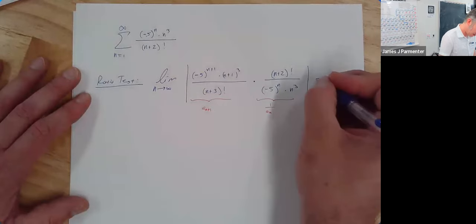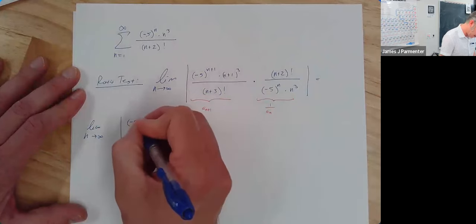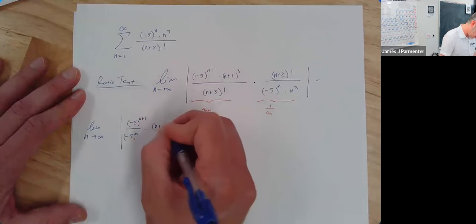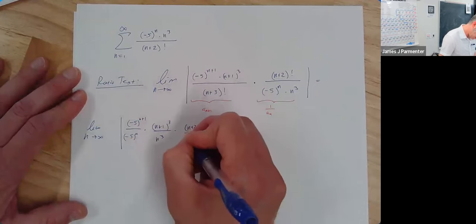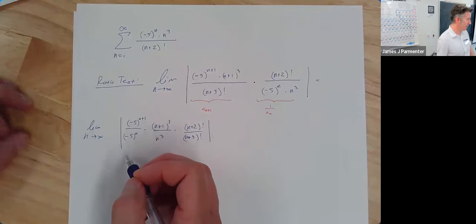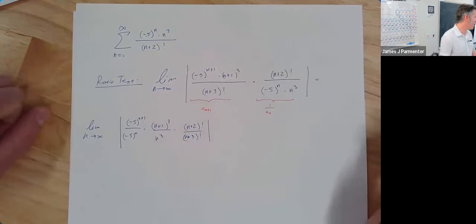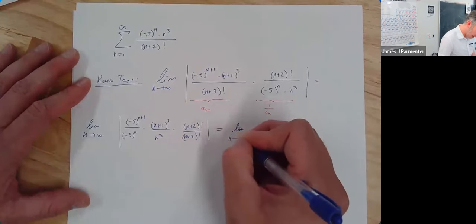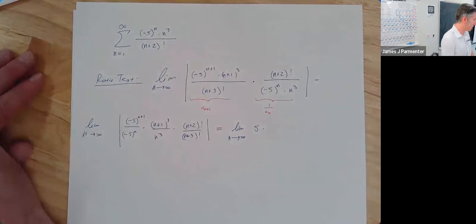Okay, so simplifying, limit n goes to infinity of the absolute value of -5 to the n plus 1 over -5 to the n, times n plus 1 cubed over n cubed, times n plus 2 factorial over n plus 3 factorial. What's -5 to the n plus 1 divided by -5 to the n? -5. What's the absolute value of -5? Right. So in the next step, I'm going to drop the absolute values and just say I have a 5, because the absolute value of -5 is 5, and everything else is positive.